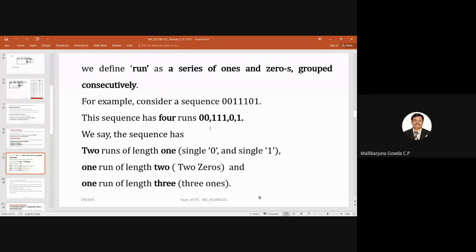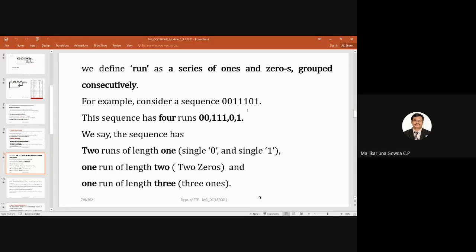What is the run property? First, we need to say what a run is. How do we define a run? A series of ones and zeros grouped consecutively. For the given example, the sequence is 00, 111, 0, 1. I say this sequence has 4 runs. What are those 4 runs? 00, then 111, then 0 and 1. Out of 4 runs, 2 runs have a length of 1, that is 0 and 1, one run has a length of 2, and one run has a length of 3.